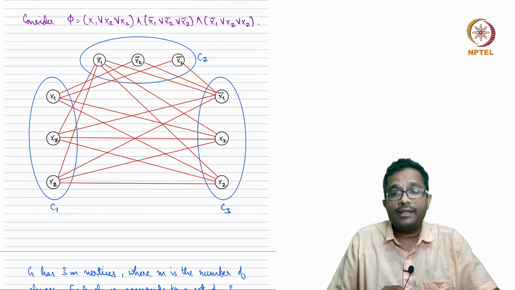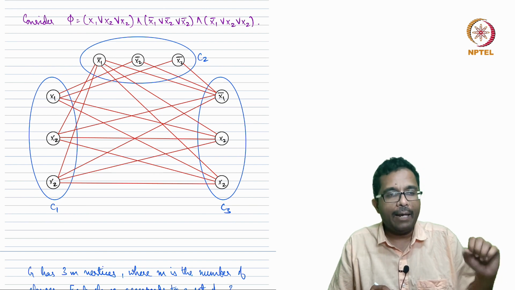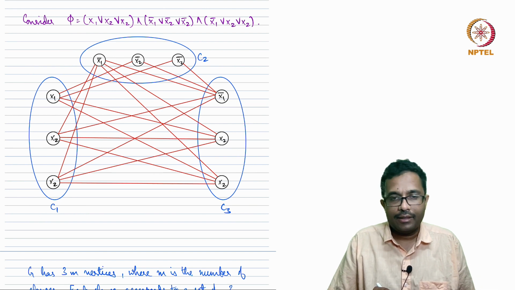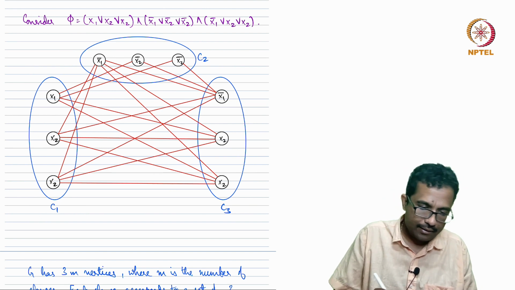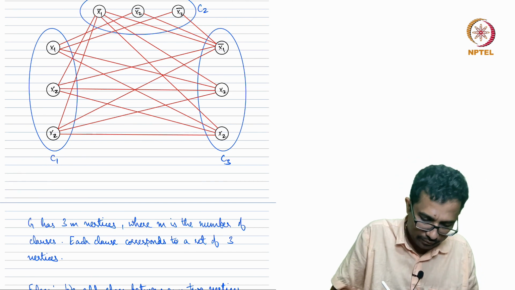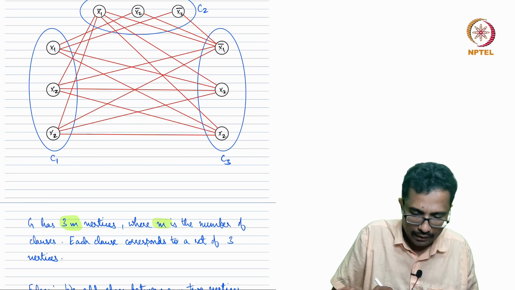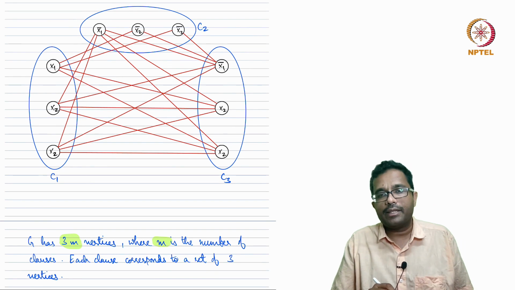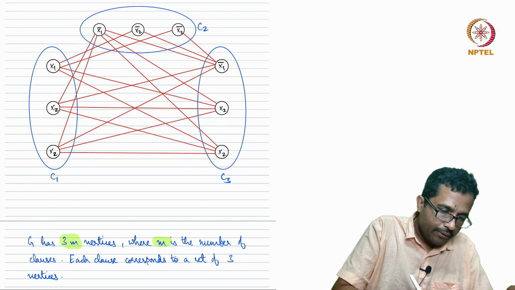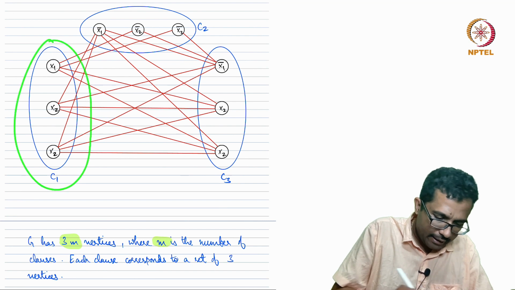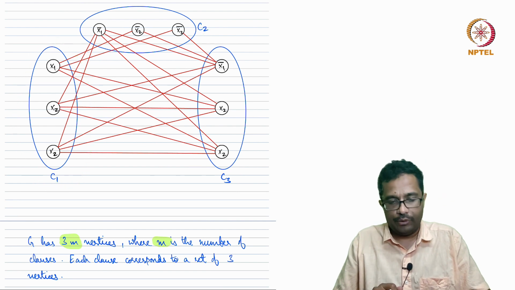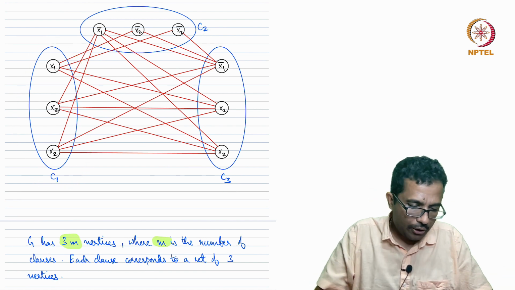So the graph will have 3m vertices, basically m groups of vertices, and each group contains 3 vertices. Here m is also 3, so it's 9 vertices. m is the number of clauses, and each clause corresponds to a group of 3 vertices, which I have indicated here. This vertex corresponds to clause 1, clause 2, clause 3. So those are the vertices, and they are also labeled as such.